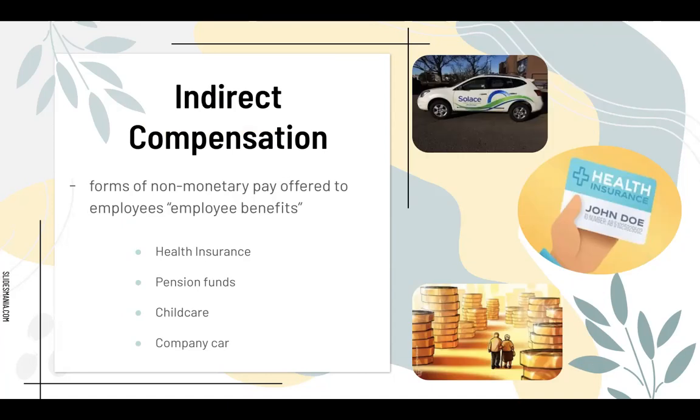Indirect compensation is a form of non-monetary pay offered to employees, so, quote unquote, employee benefits. Health insurance, pension funds, childcare, and company cars are examples of that. It is a form of compensation where you are not being handed cash. It is received indirectly, so it helps you out financially, but you don't actually see the money. Some of them, like health insurance and childcare, are partly required by law. In the picture here, you can see the company car, health insurance, and the older couple walking upon the coins, which represents the pension funds. Some companies match your contributions. Okay, and then the next slide.